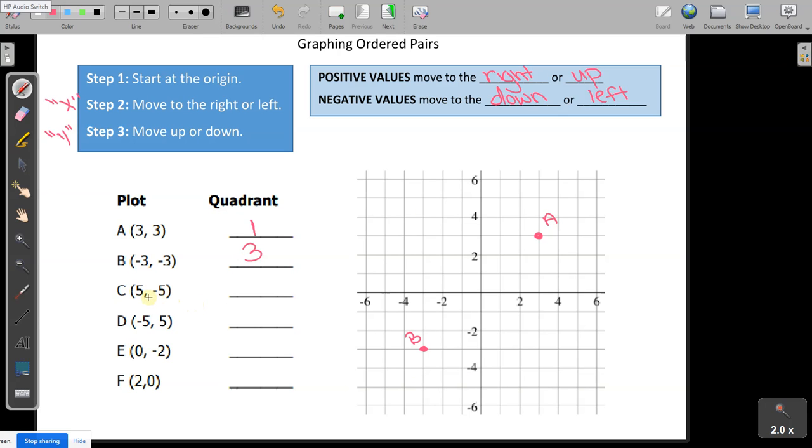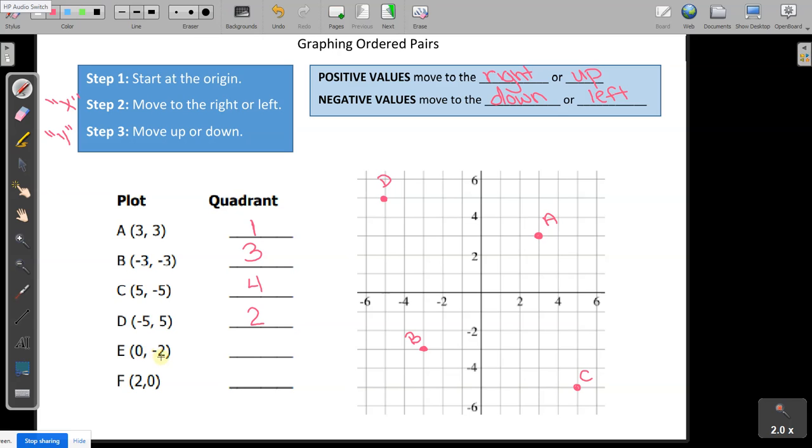Let's graph C. We have 5, -5. So we start at 0, and we go to the right 5. And then we go down 5. So that is C. And again, quadrant 1, 2, 3, 4. D, we have -5, so we're going to go to the left 5. We have +5, so then we're going to go up 5. And that is D. And that is in quadrant 2.